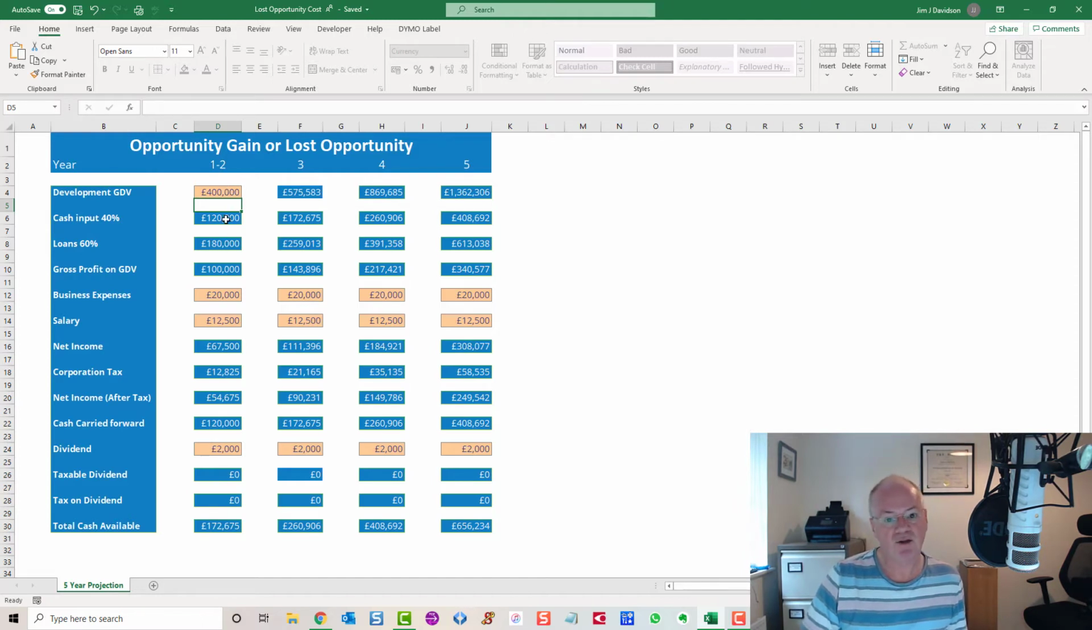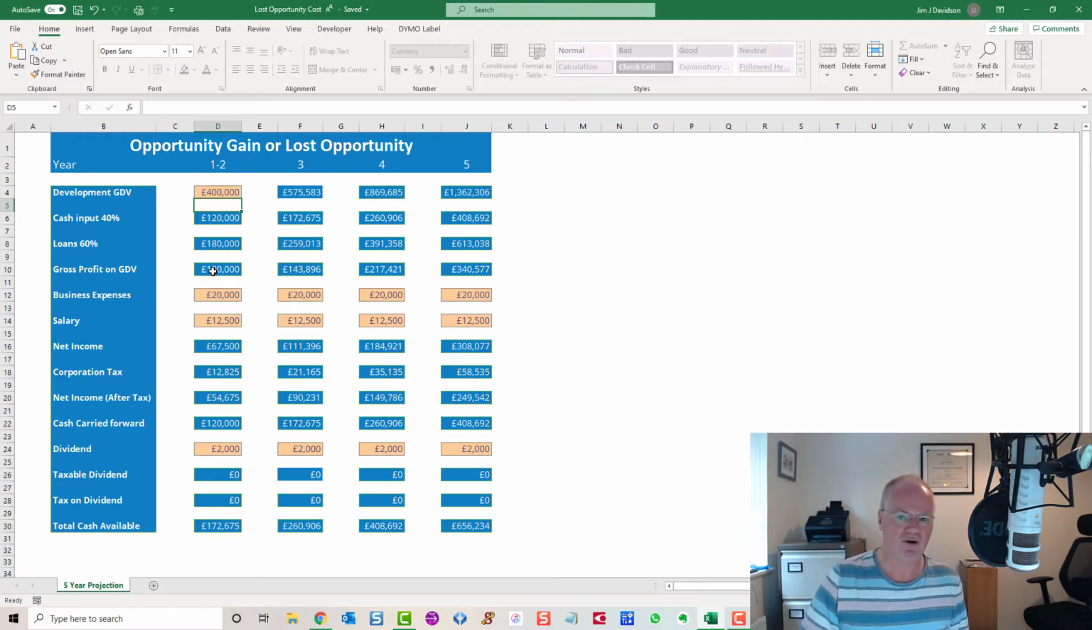That would require you to come up with a cash input of about 120,000, which is about 40% of the development costs. So here we've got development costs of 300,000, giving us a gross profit on the gross development of 100,000, and the minimum you should be aiming for on your development is 25%. And in fact, many lenders will not lend to you unless you achieve at least 20% development profit, and so therefore 20-25% seems very, very reasonable.